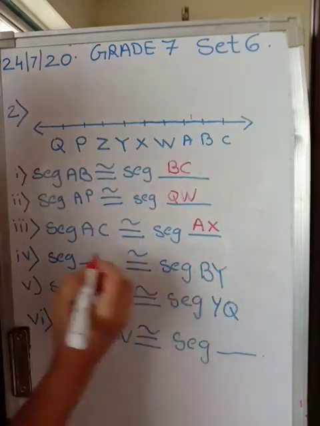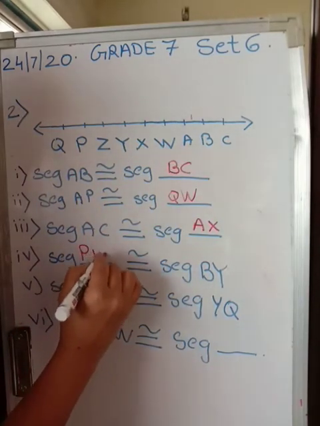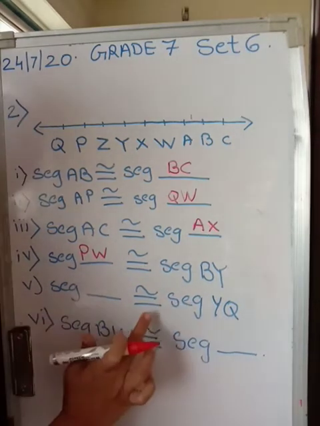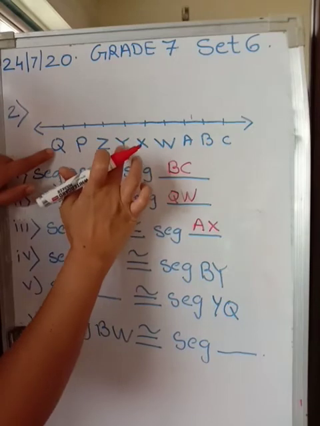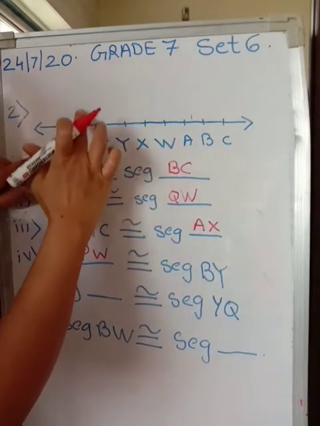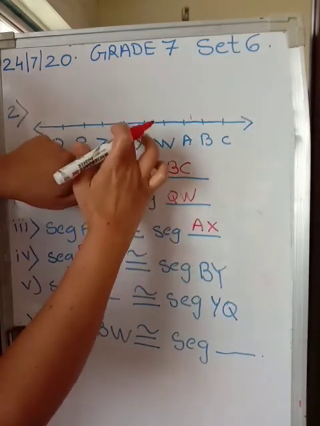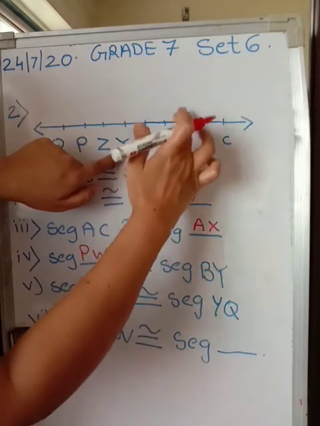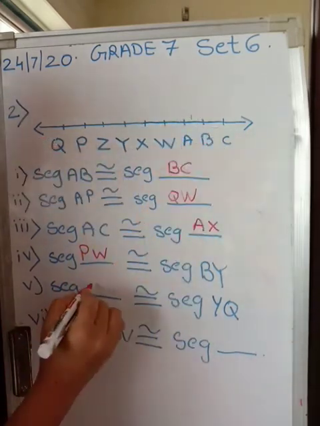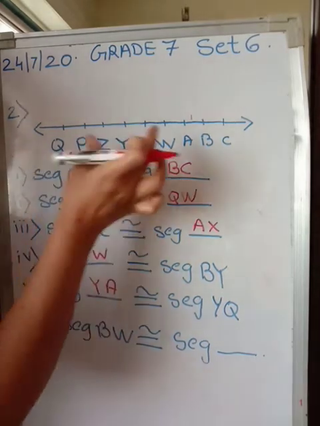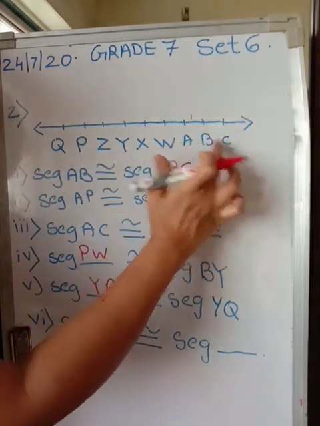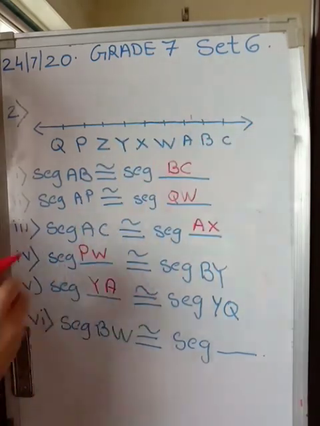So segment PW. Now which segment is congruent to segment YQ? Y to Q. How many units are there? 1, 2 and 3 units. So I can take from Y this side also 1, 2 and 3. It can be segment YA. This is not the only answer. There are many answers. It can be W to C also. 1, 2 and 3. Okay.